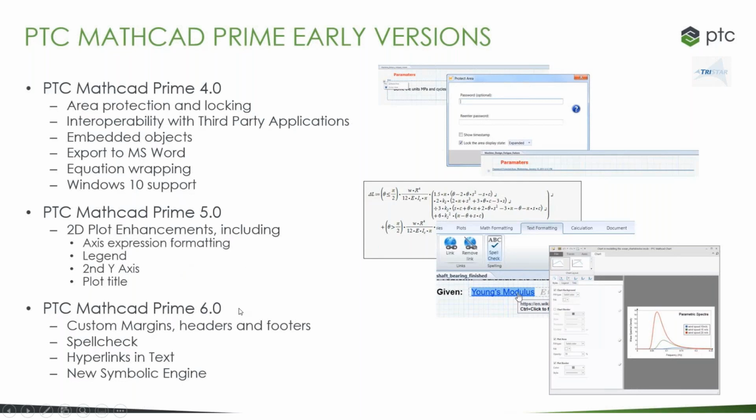Prime 6.0 brought in custom margins, headers and footers, and spell check, which is such a small thing, but one of my favorites. I'm the worst speller ever, and I heavily rely on spell check. We also have the ability to bring in hyperlinks and text, and they introduced a new symbolic engine, which is a very big deal, and I'll be talking about that in this presentation.